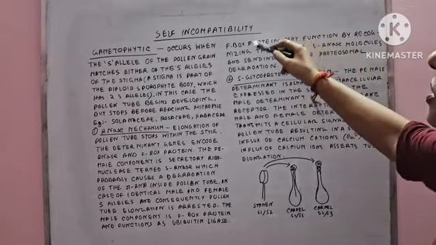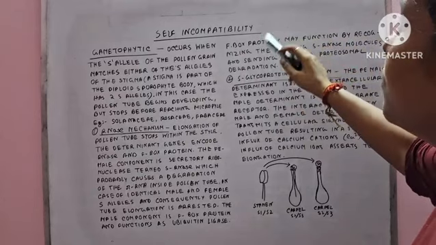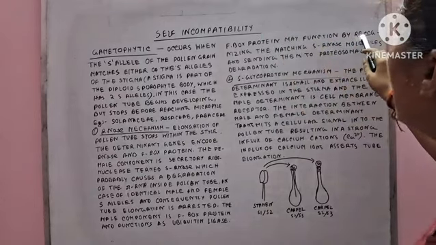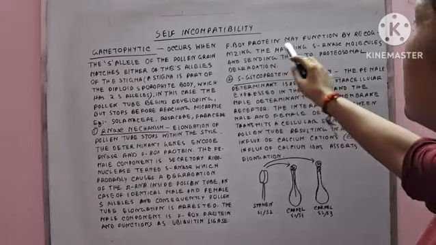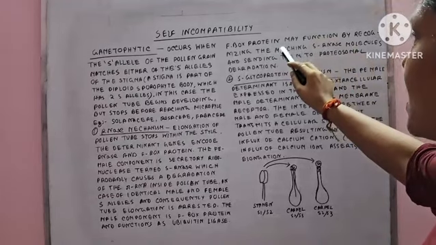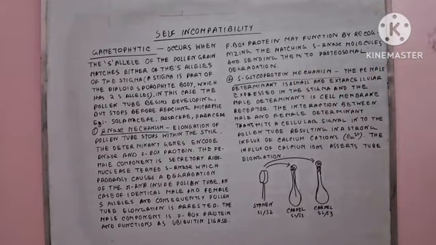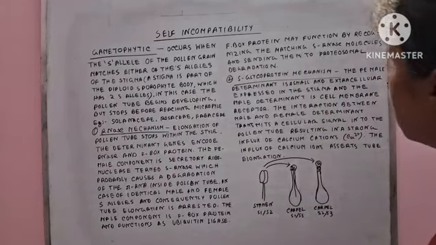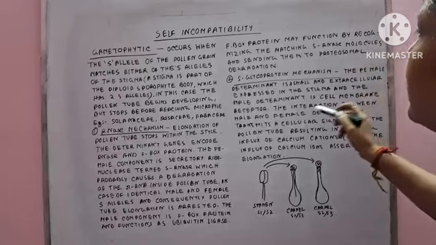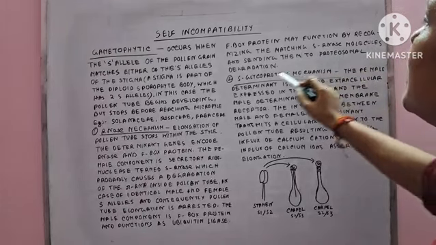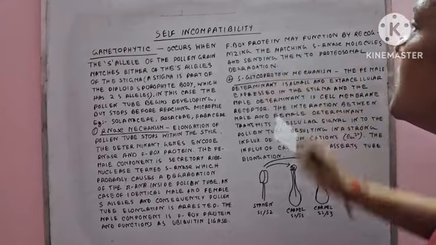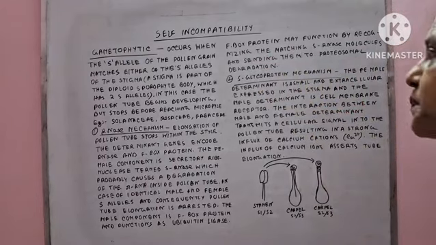Its function occurs when there is recognition of the same type of S locus, denoted by the RNase molecules. Clear? And after that, proteasomal degradation occurs. Clear?